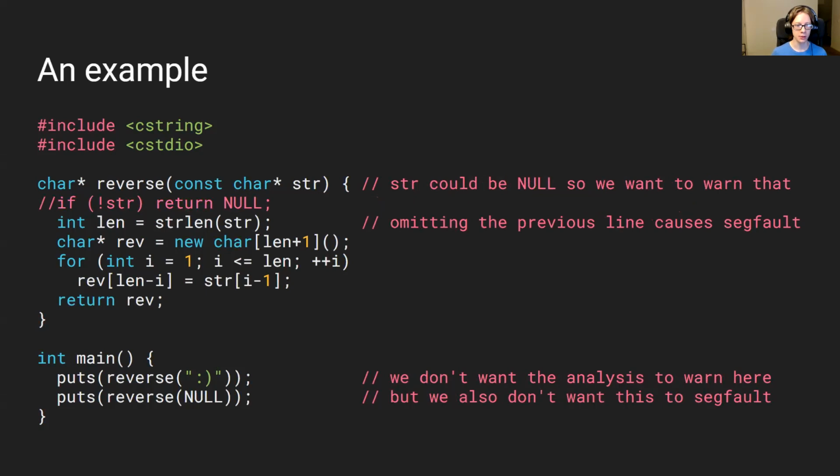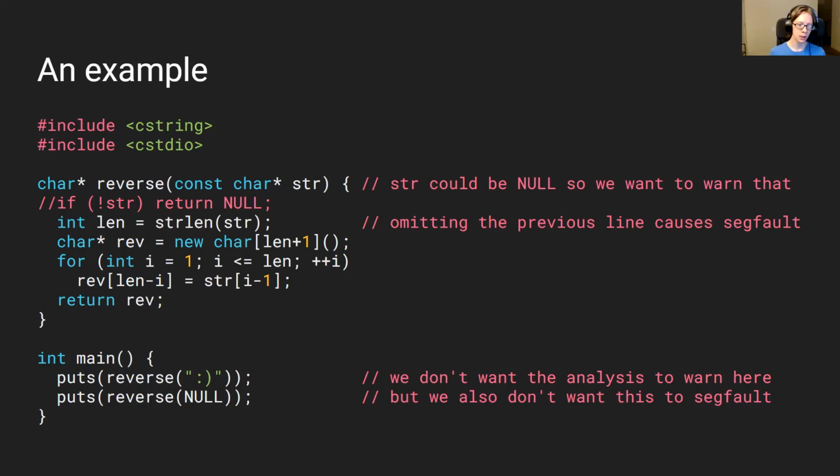So from a static analysis perspective, we would like to get some sort of static warning if we, for instance, omit this check that the parameter to reverse is null, because then when we pass it to strlen, that could segfault, which is not good. We want to make sure that reverse actually doesn't just crash.